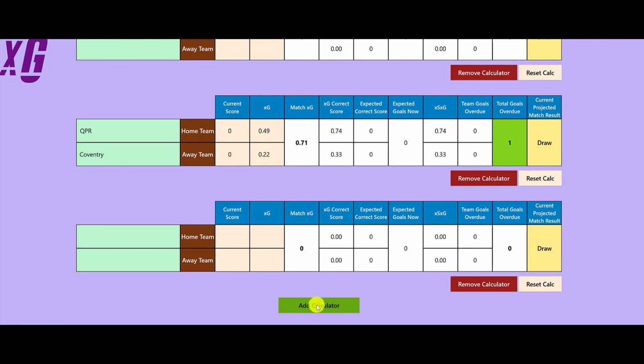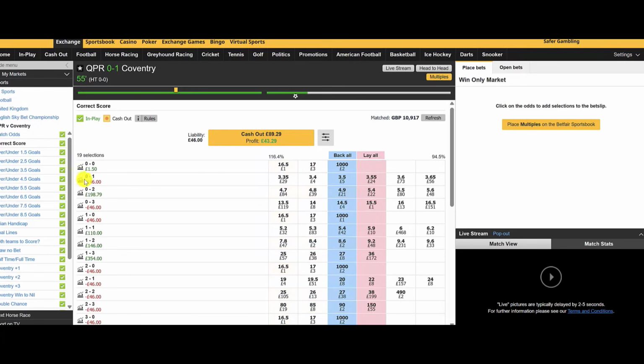Anyway, look, I've looked at the data for this one, and well, I haven't updated the score. Let's update the score. And it's quite interesting. I mean, Coventry are ahead, but they're behind on the XG. Projected match result is still a draw. Now, at this stage, do we want to be aggressive to go against this 1-0 to Coventry?